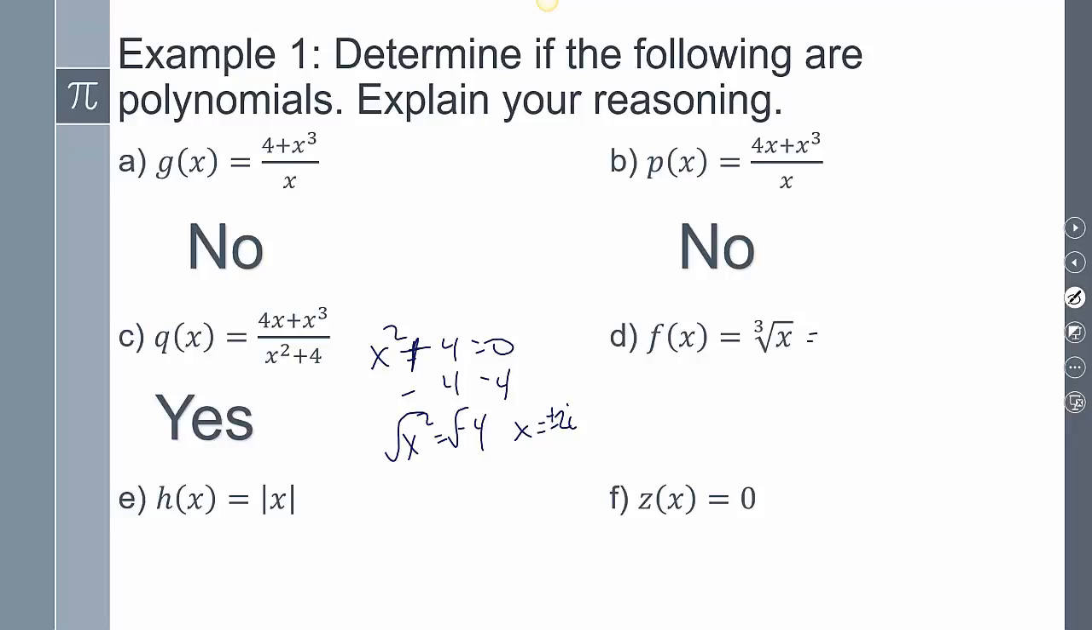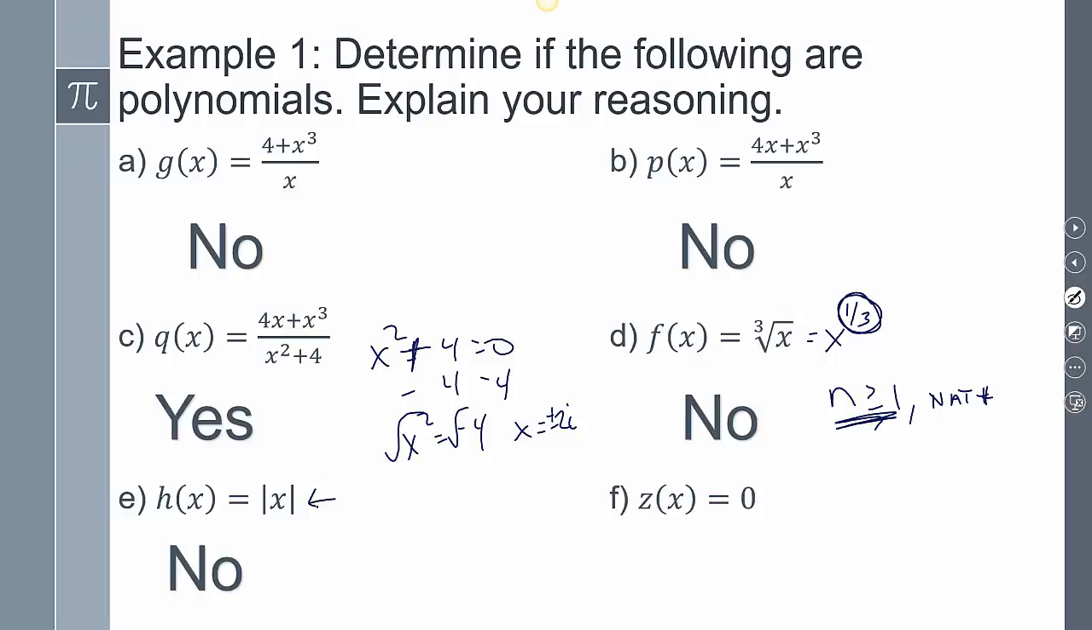For this next one here, if I rewrite this, I can rewrite that as x to the 1/3. Now if I do that, we said my n has to be greater than or equal to 1 and is a natural number. Well, 1/3 isn't a natural number. And so because 1/3 isn't a natural number, or it's not greater than or equal to 1, it can't be a polynomial. For this one right here, this is an absolute value. It's a completely different category of function, and so it can't be a polynomial. And equals 0, we said that we can have a polynomial function equaling 0, and so it is going to be a polynomial.